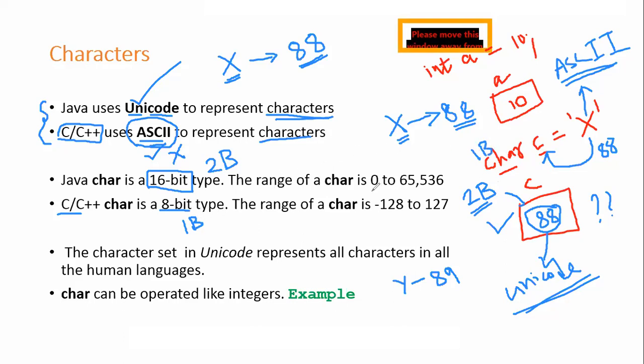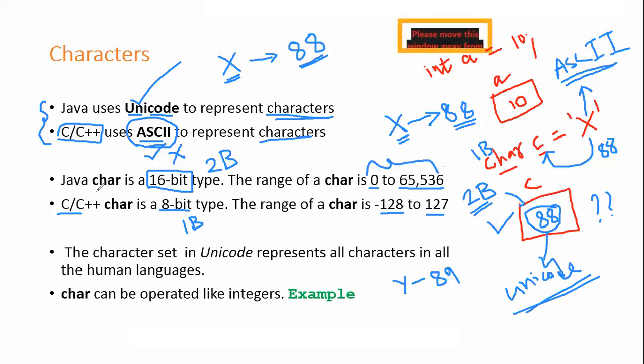And not only that, what's the range of values a character can take? In Java, it is 0 to 65,536, whereas in C or C++, it is -128 to 127. As I said, every character has a corresponding Unicode value, so every Unicode value will be mapped in this range.